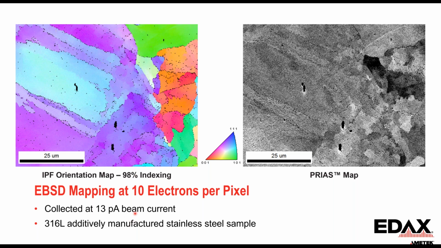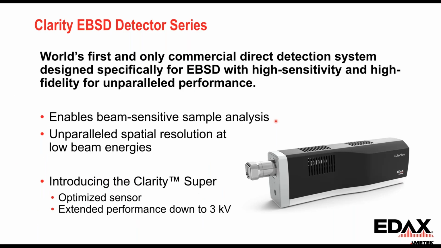So even at these low beam dose conditions of 13 picoamps, 10 electrons per pixel, we're able to get a very usable map. And I'll also point out, if we look at our Prius map, the Prius map is where we use the detector itself as an electron imaging detector. So you can see the microstructural image that's formed simultaneously. There are some specks of dust on the surface, so a few of these black points correspond to that. We can correlate that nicely. So we can go down to very low doses, and that enables analysis of beam sensitive samples, and we'll see unparalleled spatial resolution.